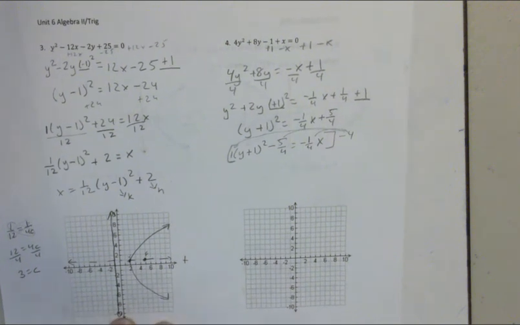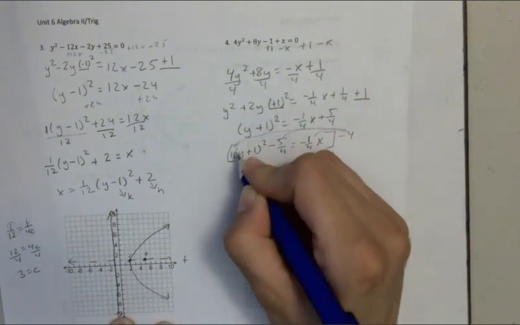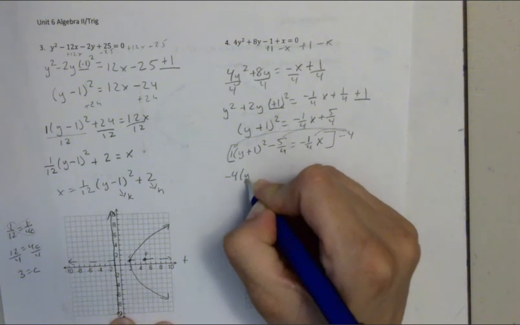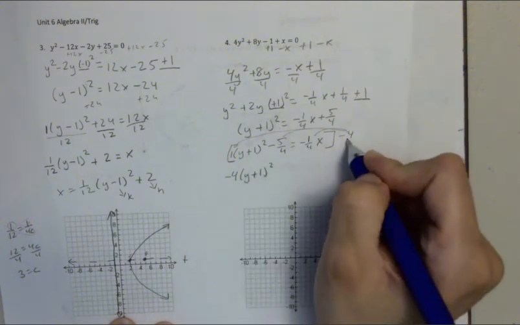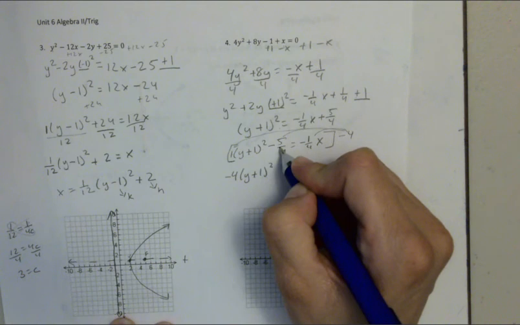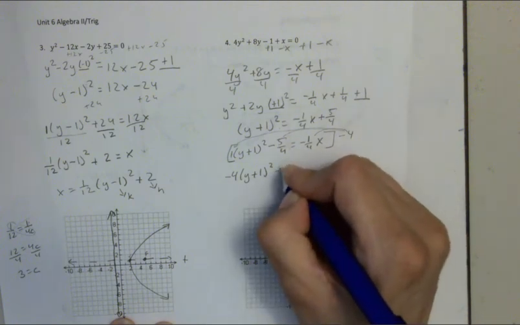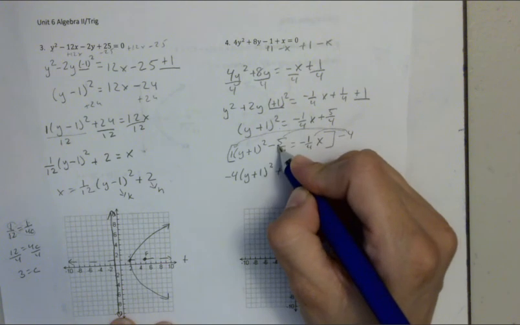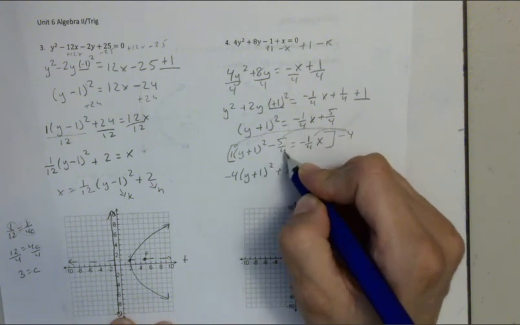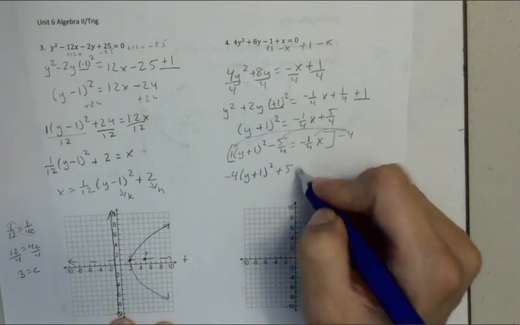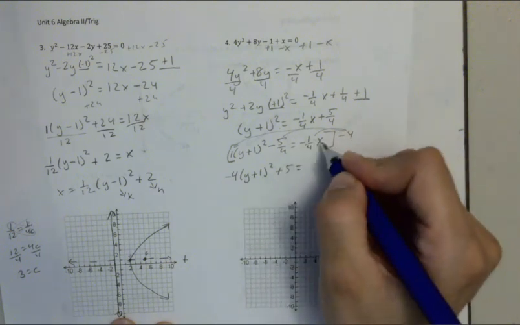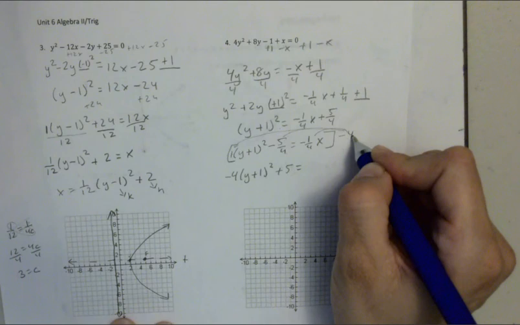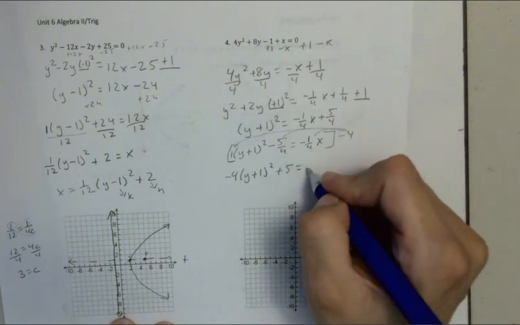Okay, so when I distribute negative 4 here, I get negative 4 parentheses (y plus 1) squared. When I distribute negative 4 to negative 5/4, that is going to simplify to just a positive 5. Remember, this is saying negative 4 times negative 5 would be a positive 20 divided by 4, which is where I'm getting 5. And then here, when you multiply, you're saying negative 1/4 times negative 4, which would be a positive 4/4, which is just 1.